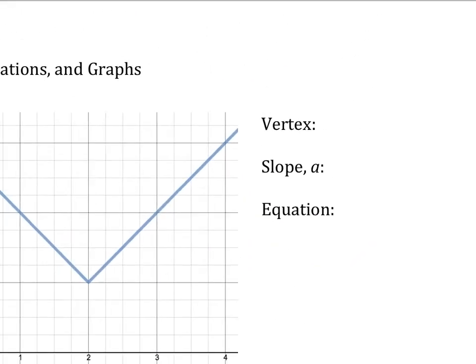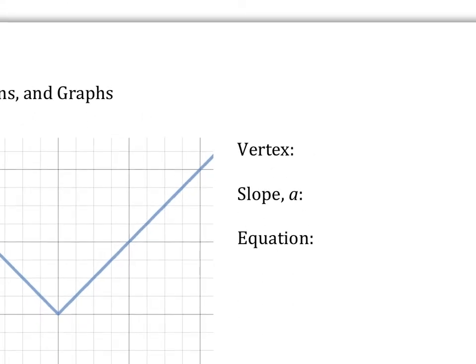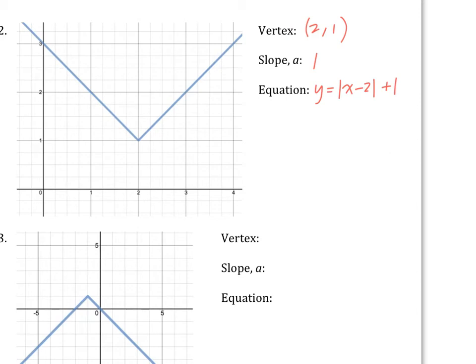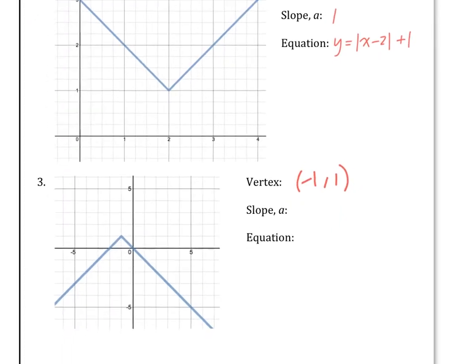Where did we stop last time? Jeff, number 2, vertex. 2, 1. Good. Heller, slope? 1. Mm-hmm. Daniel, equation? Y is equal to absolute value x minus 2 plus 1. Good. All right, Matt, vertex, number 3. Negative 1, 1. Mm-hmm. Ellen, slope? You didn't finish. Nick, did you get the slope? I didn't start at the table. Okay.